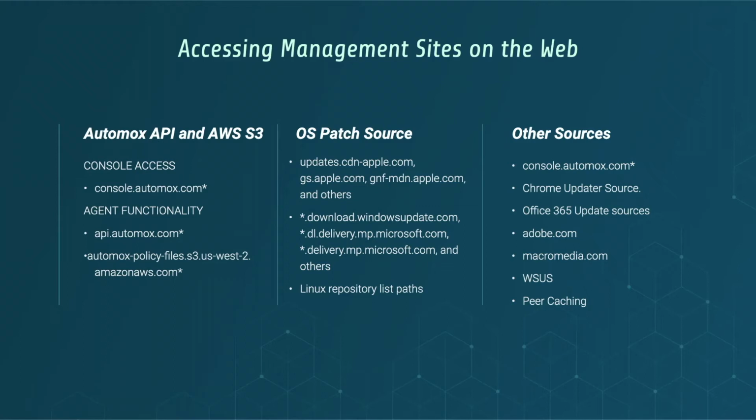Adobe updates, depending on your application, can also come from Adobe directly, Firefox as well. There are other places that content can be stored and reached. So I did list WSUS and peer caching solutions, as far as delivery optimization or peer caching from Apple. So all these sources are needed for this to function correctly.